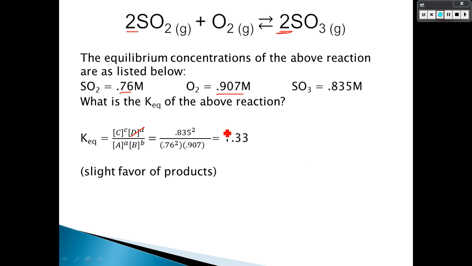It's really close to 1, and so they're pretty equal as far as the concentrations, but because this is more than 1, we know this number here has to be greater than this number there, so that's a slight favor of products. And you can get KEQs that are like 1 million, or KEQs that are like 1 millionth, like times 10 to the negative 7 or whatever. So, these are nice numbers that you understand, but you can have KEQs that are incredibly extreme, and so that would be a huge favoring of products or reactants.